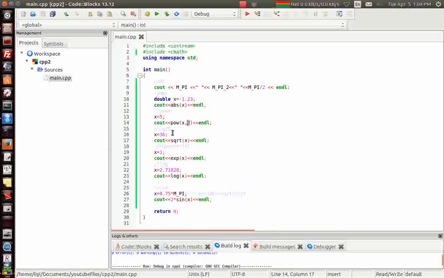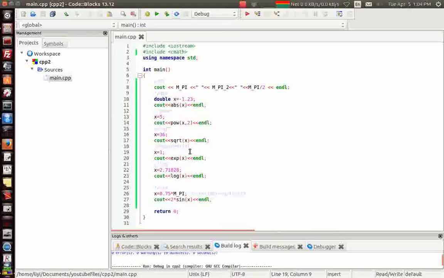The next function is the square root function, which is just sqrt like other programming languages. So for example, if you have 6 squared, which is 36, you take the square root of this, you can get a 6 here.